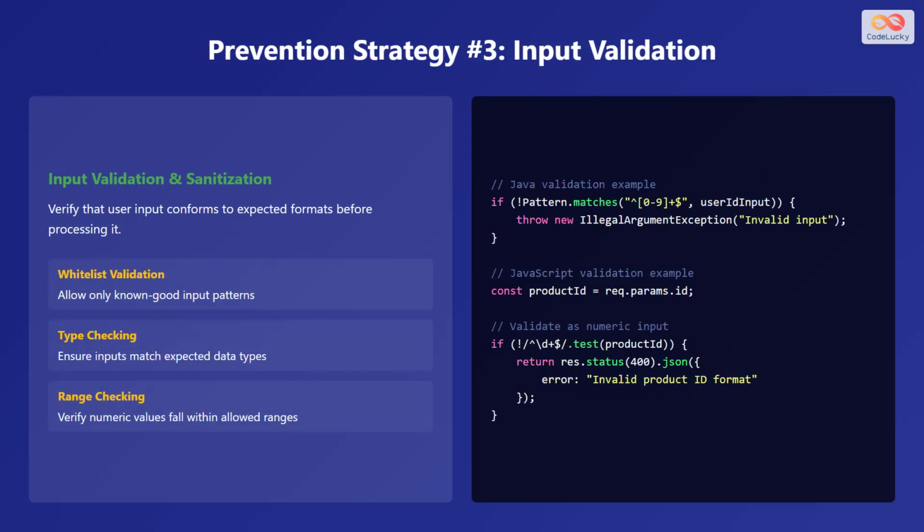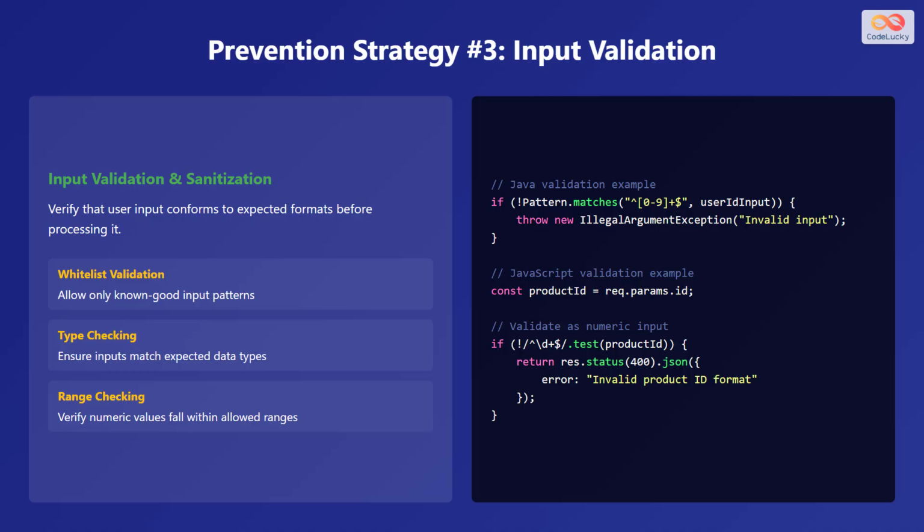A key strategy in preventing SQL injection is input validation and sanitization. Input validation means verifying that user input conforms to expected formats before processing it. There are several types of input validation. One is whitelist validation, where you allow only known good input patterns. Another is type checking, where you ensure inputs match the expected data types. Lastly, we have range checking, where you verify numeric values fall within the allowed ranges.